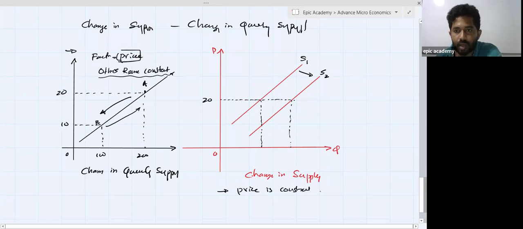Price constant, other factors are volatile. Other factors can be changed. It is directly the opposite side of the changing quantity supplied.